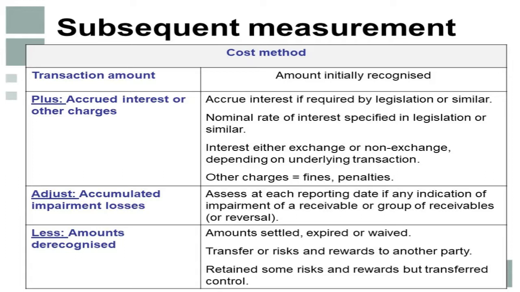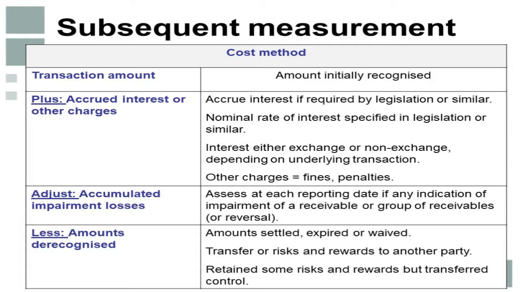Importantly, sometimes legislation doesn't require you to charge interest, but in lieu of interest to charge fines or penalties or something equivalent. Obviously, if legislation requires you to do that, you would add it to the transaction amount in determining what your subsequent measurement would be. You would adjust for any accumulated impairment losses, or any reversals of those, and we'll talk about that in quite a bit of detail.